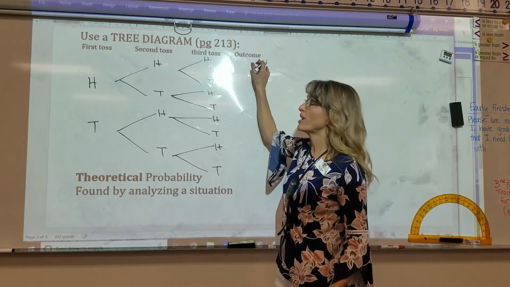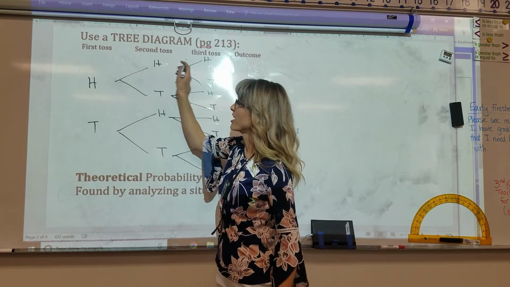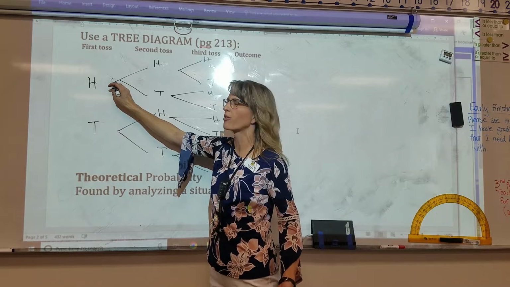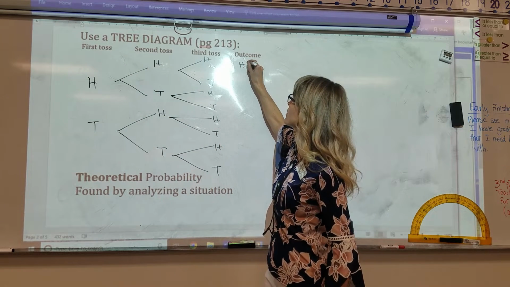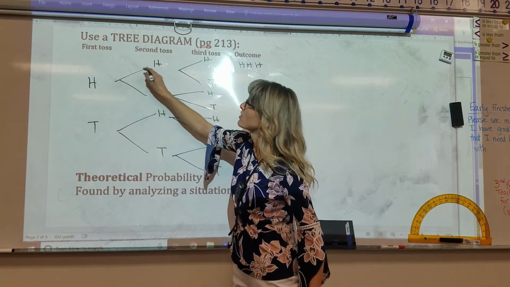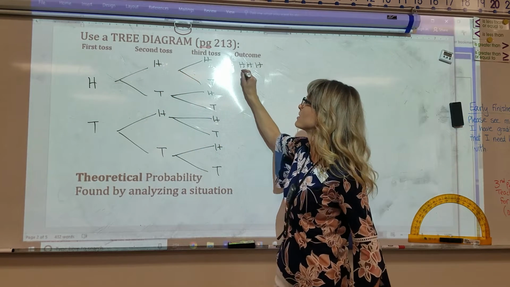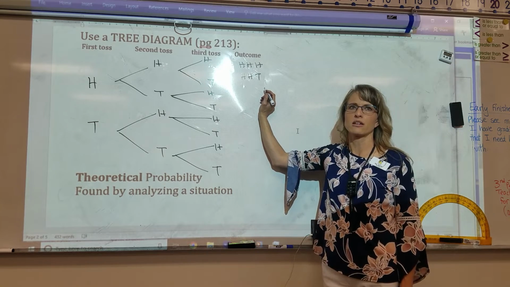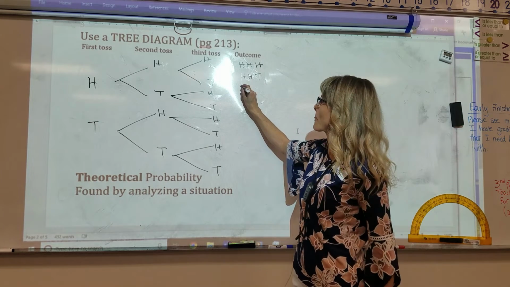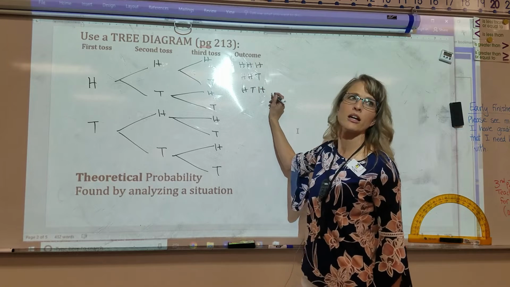Outcomes. So now is where we go down. We're an ant and we have to crawl on every branch. And I'm going to call on students to help me. I'll do the first couple. H, H, H. Next one, I'd go H, H, T. What's my next one? All right. Connor. HTH. Very good.